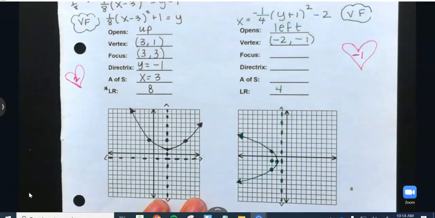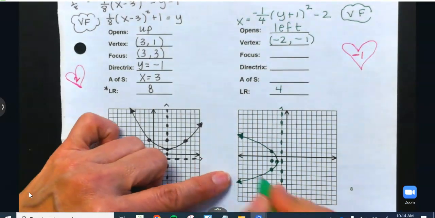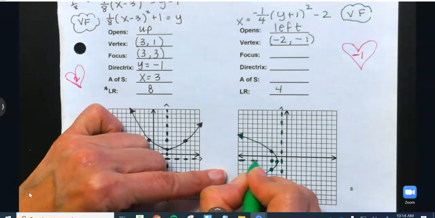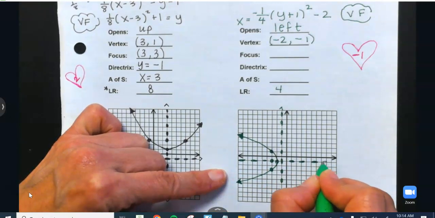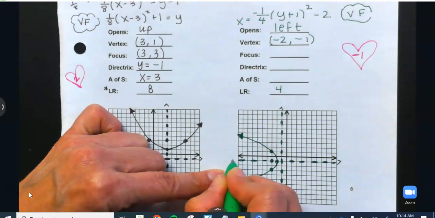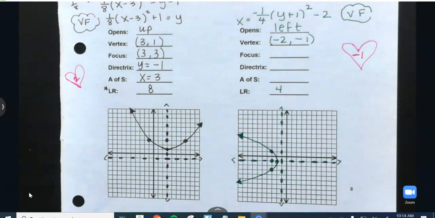All right, I got one more thing to graph on here. I need to graph the axis of symmetry. Remember, it cuts through the focus, the vertex, and the directrix. It cuts through all that. All right, let's go ahead and fill in these blanks. Then we're going to flip over and start writing some equations.